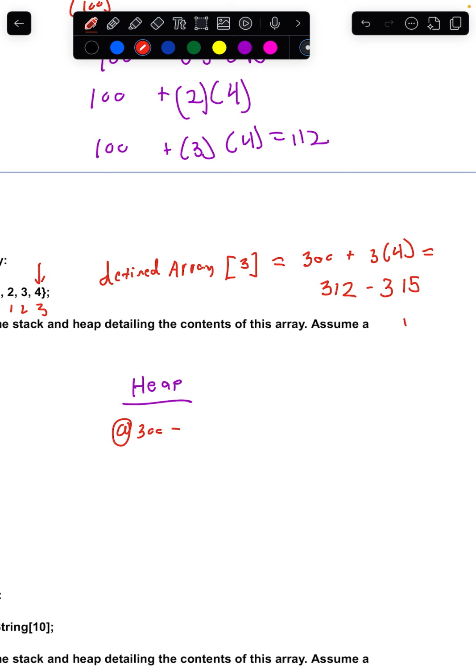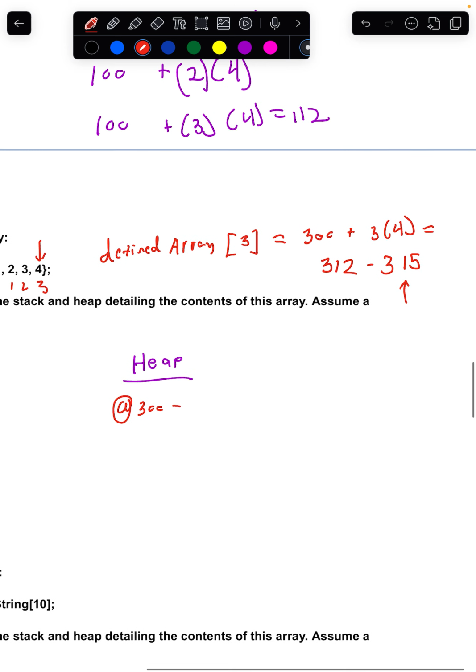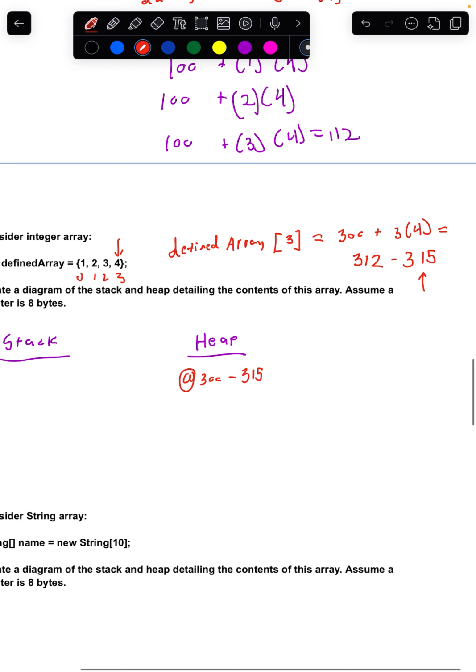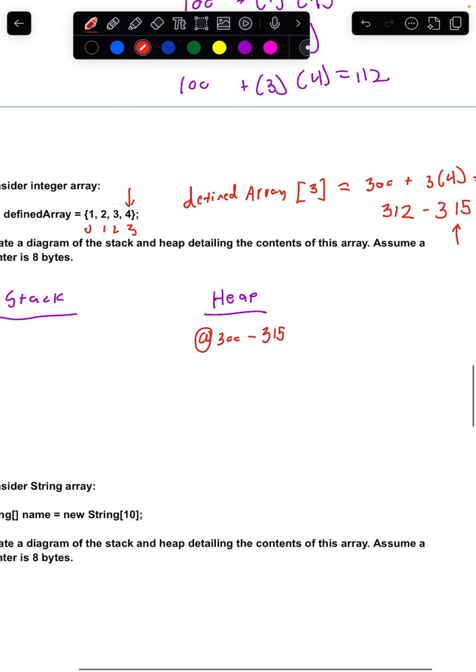So knowing that the last element spans until 315, it follows that the array itself must end exactly at 315. So the array spans from 300 to 315, totaling 16 bytes, which makes sense, right? Because we have 4 integers, each of size 4 bytes. So this is where the array 1, 2, 3, 4 lives. So this is really nice, right?